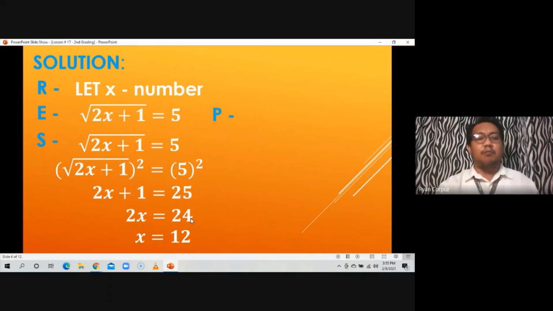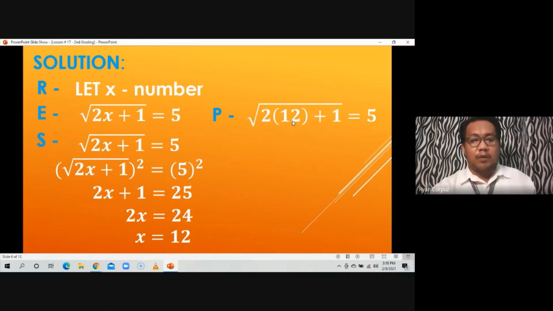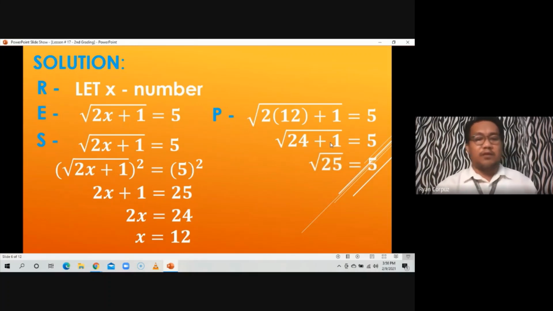So let's apply proving. The equation is this. All you have to do is to substitute the value of x, which is 12, in place of x here. So mangyayari, magiging ganito when we substitute it. That will be the square root of 2 times x, which is 12, plus 1 is equal to 5. What is 2 times 12? That would be 24 plus 1. And 24 plus 1 is equal to 25. So meron tayong square root of 25 is equal to 5.